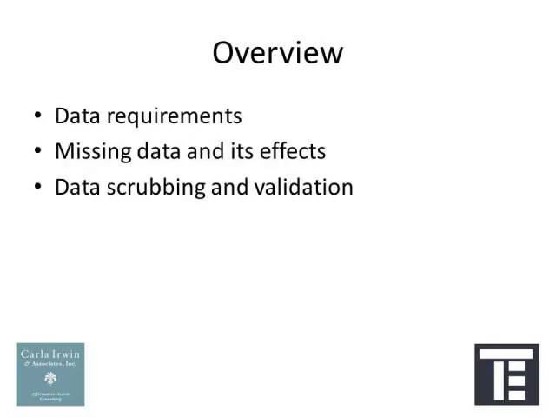So what we're going to talk about today, we're going to go through basically the same kinds of things we've talked about in the previous webinars. We're going to talk about the data requirements. We'll talk about missing data and its effects as it relates to applicant flow information. And we'll give you some of our suggestions on data scrubbing and validation and the kinds of things that we look for when we're reviewing data for applicant flow for affirmative action purposes.